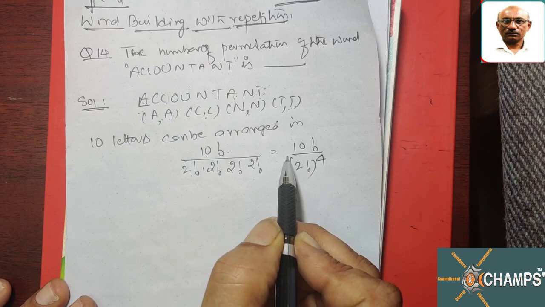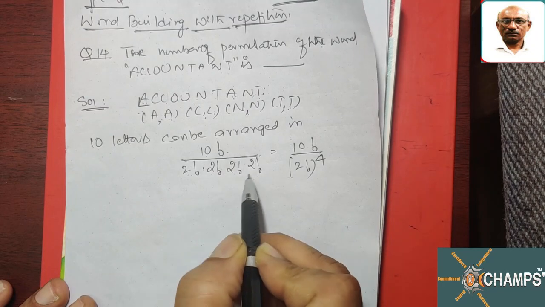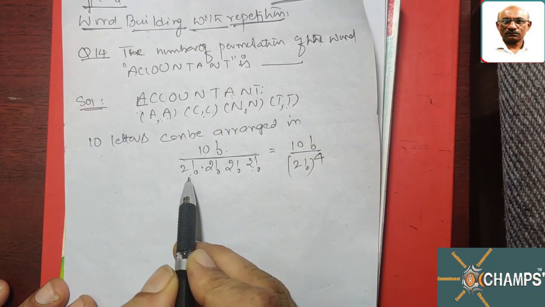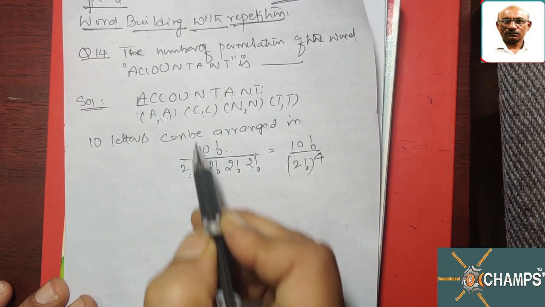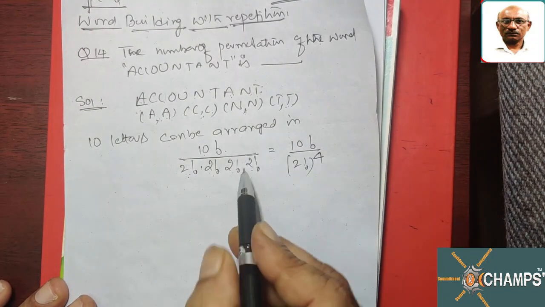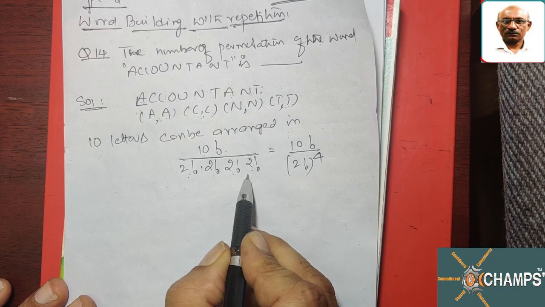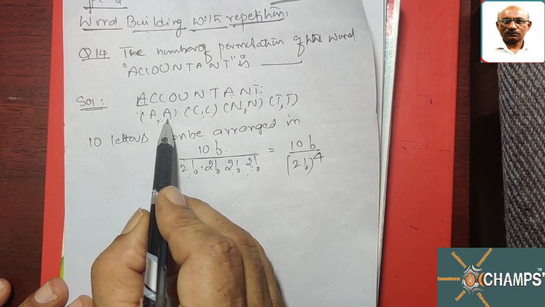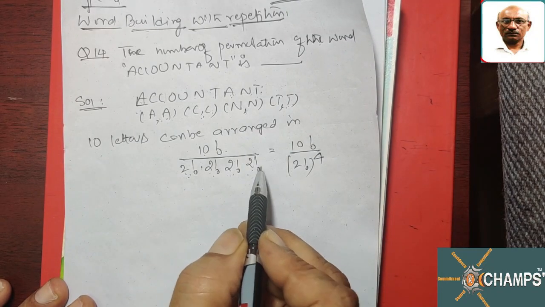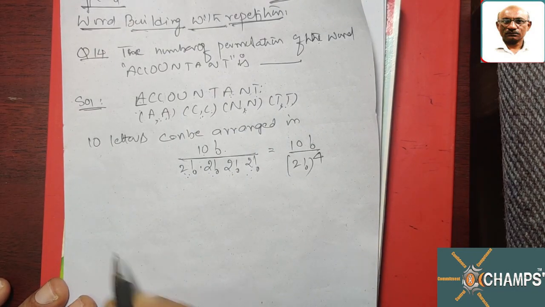To avoid the double counting, what I am doing is dividing this 10 factorial by 2 factorial, 2 factorial, 2 factorial, 2 factorial. What does it mean actually? One letter A is repeated 2 times, so divided by 2 factorial. Another letter C is repeated 2 times, 2 factorial. Another letter N is repeated 2 times, 2 factorial. Fourth letter T is repeated 2 times, 2 factorial. This way, each letter is repeated a certain number of times, and the factorial of that number is taken in the denominator. This is only to avoid the double counting. So when I do a couple more problems, this concept will be very clear.